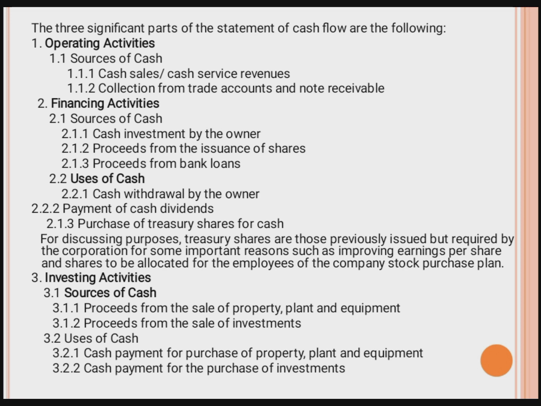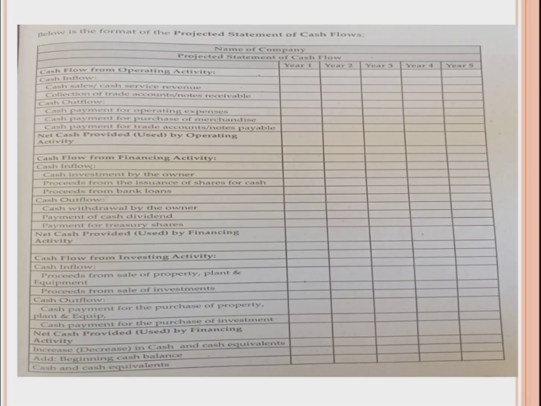Number 3, investing activities. 3.1 sources of cash. 3.1.1 proceeds from the sale of property, plant and equipment. 3.1.2 proceeds from the sale of investment. 3.2 uses of cash. 3.2.1 cash payment for purchase of property, plant and equipment. 3.2.2 cash payment for the purchase of investments. As you can see in this figure, below is the format of the projected statement of cash flows.